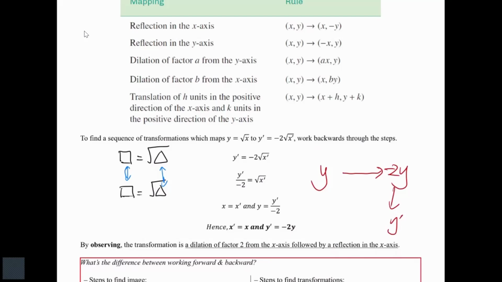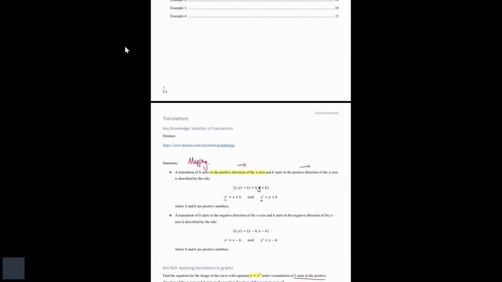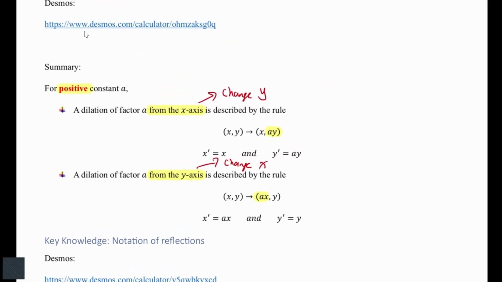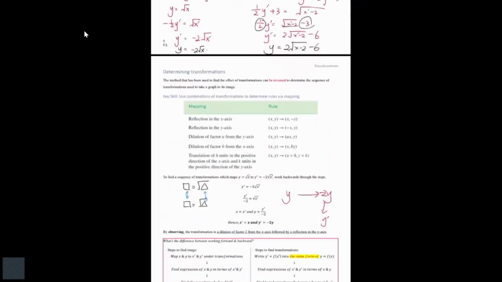So that means I reflect in x, I change x, I reflect in x, I change the y, so that I can have two steps. Now, you can't have one step by saying dilation factor negative 2. It does not align with the definition. If we go back to the definition, dilation has to be with a positive constant a.